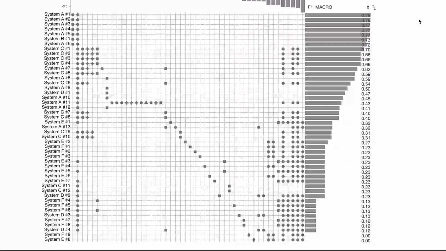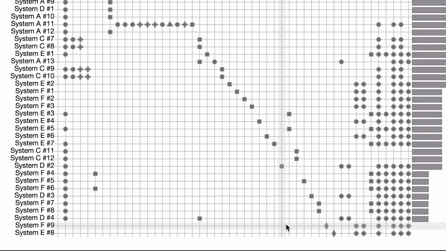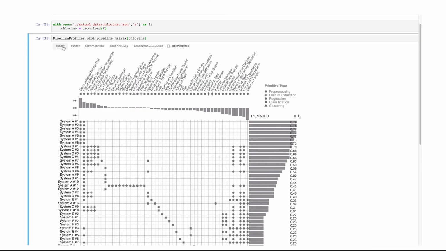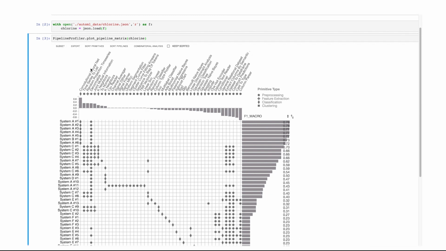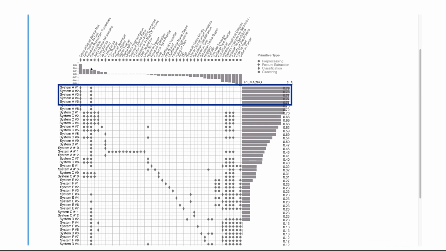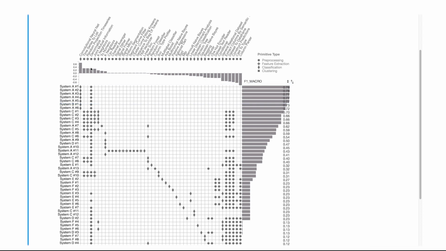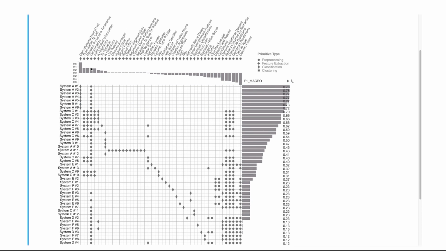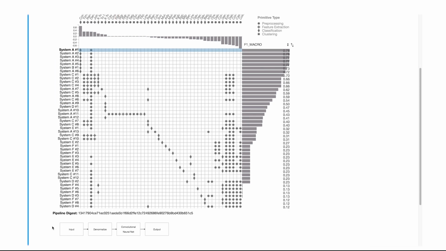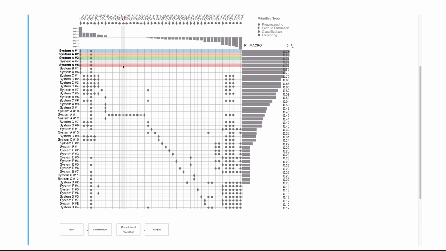Firstly, we see 2 pipelines with a score of 0. We remove these outliers using the subset menu. The top pipelines achieved an F1 score of 0.78. We notice that they use the same primitives: convolutional neural network and denormalize. We look at their pipeline graphs and we find that they have the same structure.